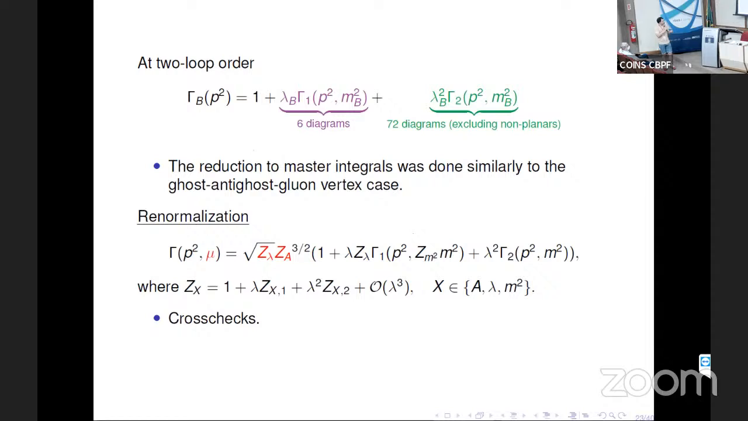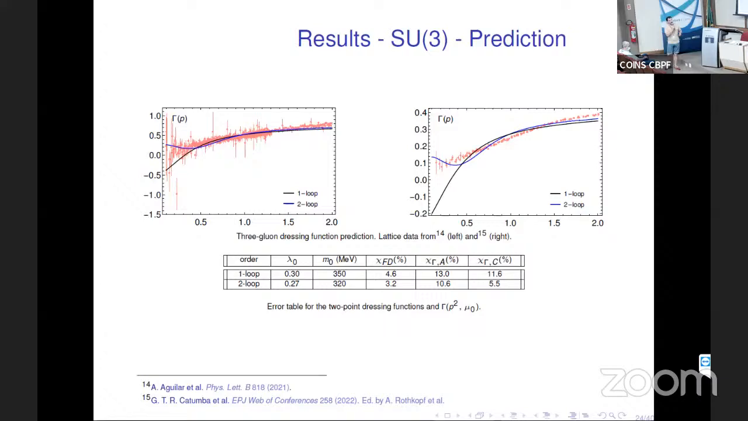This is for the SU3. This is also a prediction, but here we have also a normalization that we chose in order to minimize the difference between lattice data and our prediction. The blue curve is the two loop evaluation, and the black curve, the one loop. And we compared with two sets of lattice data, because as you can see, we have differences here towards the infrared. So we wanted to compare with both of them.